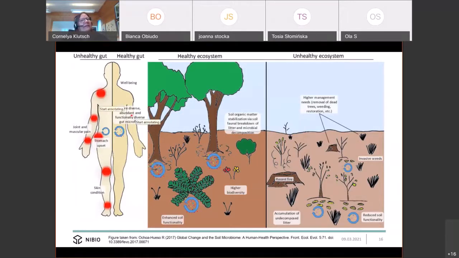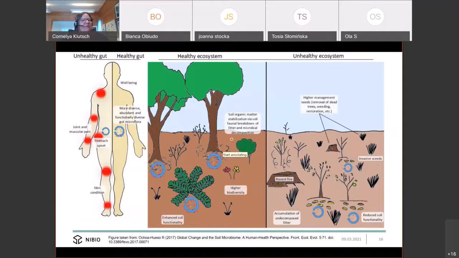However, if your microbiome is more diverse, you have a higher number of species and a higher number of individuals, like specimens, then you have a well-functioning microbiome, and this contributes to human well-being. And the very same can be said about ecosystems.